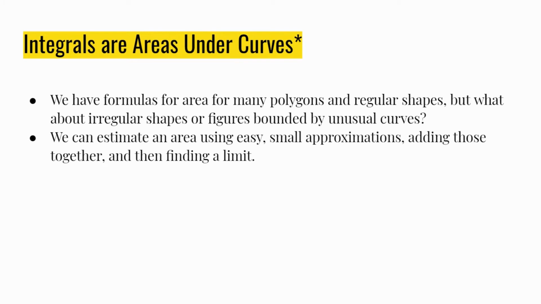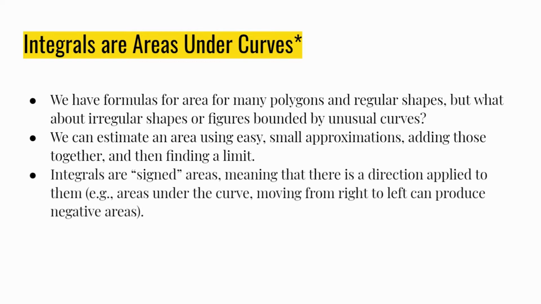Well, we can estimate area using easy, small approximations in the same way that we estimated the slope of a tangent line using the old definition of a slope of a secant line between 2 points. So we can estimate area just using a collection of rectangles. And finding the area of a rectangle is easy. So we just use a collection of rectangles and we add up all of those rectangles together to get an approximate area. And then if we take a special kind of limit, then those rectangles will help us find an exact value for the area between a curve and the x-axis.